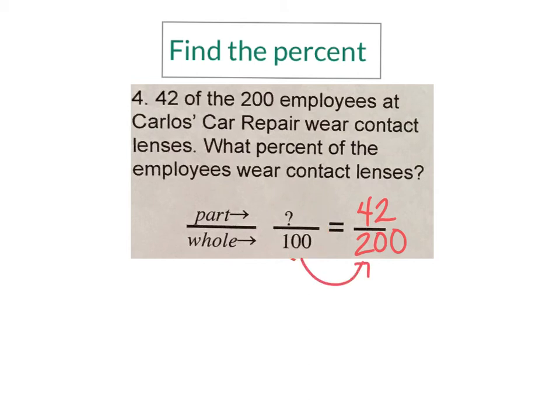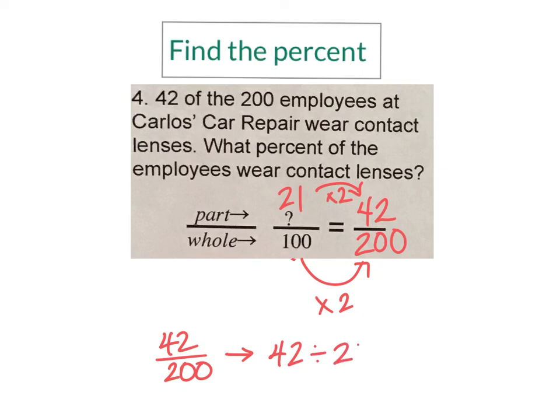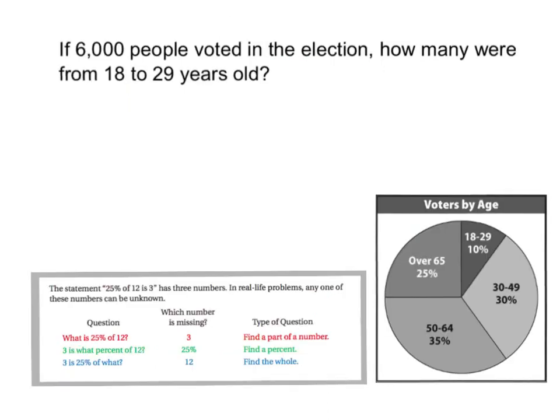So I know 100 times 2 will get me to 200. So I have to think, what times 2 will get me to 42? Well, that would be 21. So 21%. Again, if I want to check this, I can take my ratio that I solved, 42 to 200, and if I do this on my calculator as a division problem, I will get the decimal 21 hundredths, which is the same as 21%.